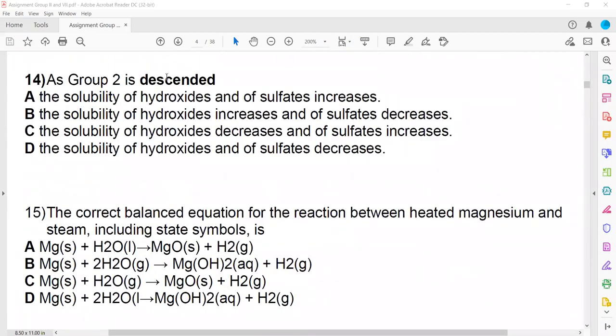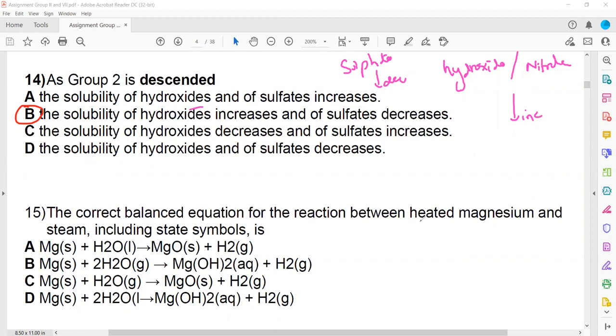Another question, question 14. As we go down group 2, what happens to solubility? Remember, solubility of hydroxides and nitrates, as we go down, it increases. But solubility of sulfates, as we go down, it decreases. It becomes less soluble. So solubility of hydroxide increases, whereas sulfate decreases. So that's why B is the right option.